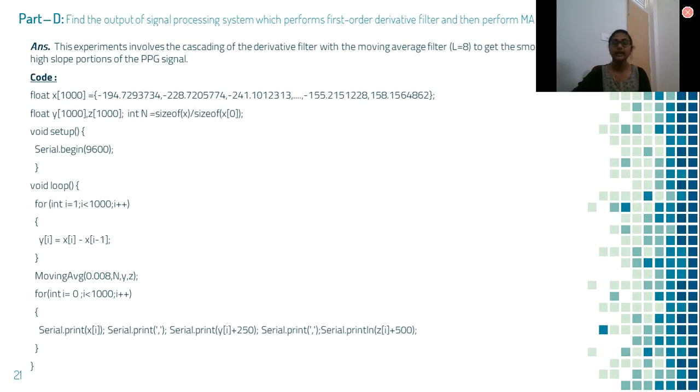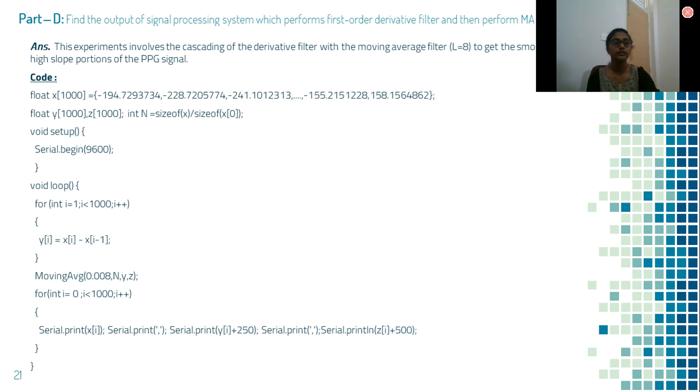So the final part of this experiment is to find the output of a signal processing system which performs a first order derivative filter and then performs an MA with L equal to 8 or 0.08 times n. So first of all we'll be giving signals or samples which act as input, and we'll take the output in y and z, and we'll be calculating the number of samples in n.